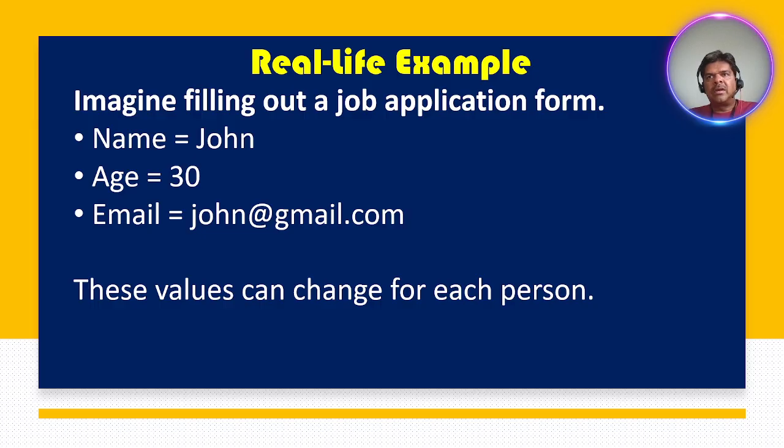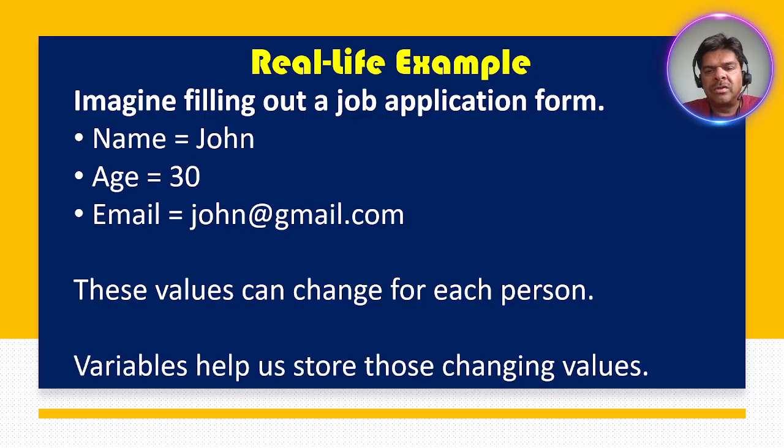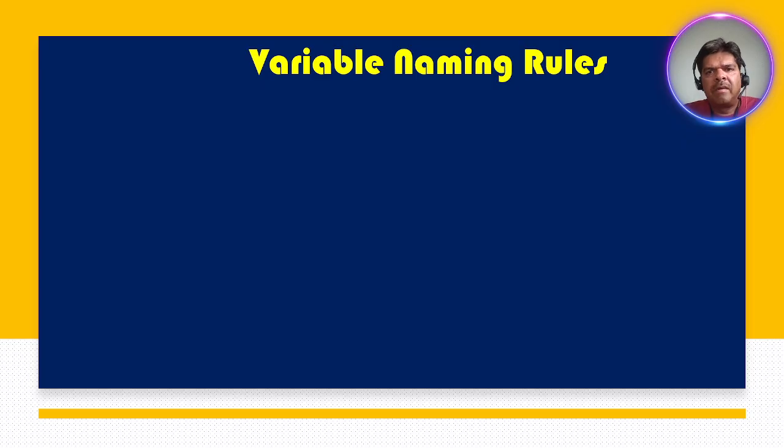The value changes based on the users who use that application. The application passes these values to the variable through the user interface or somewhere. But the values can change for each person. Variables help us store those changing values. That's it.